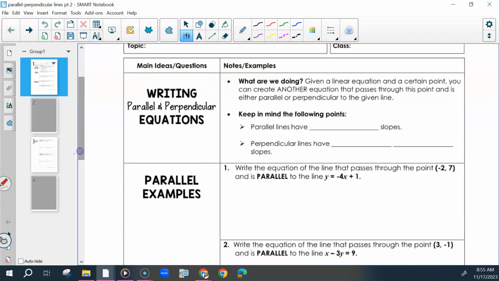Okay. So this, we're going to be given an equation, and we're going to be given a point. It's going to be very similar to when we were writing equations from slope and a point, from 2 points. But now we're given an equation, we're given a point, and we have to come up with another equation that is parallel or perpendicular to the original one. So that's what we're going to do right now. Keep these in mind: parallel lines have the same slope, and perpendicular lines have negative reciprocal slopes.